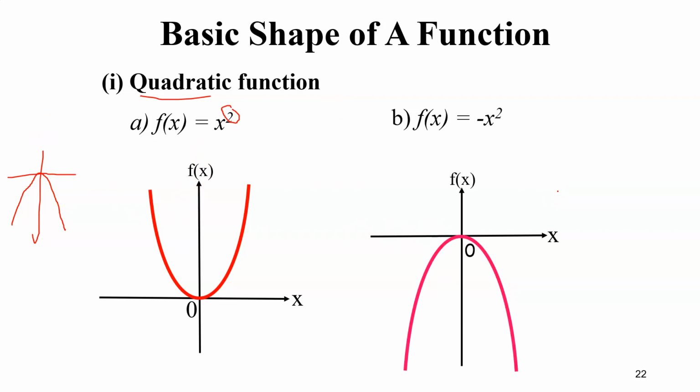And sorry, it is this one. This one is a function of negative x squared. You have negative, so the graph will be downwards because you have a negative value over there. So ni graf senyum, ni graf masam. That one is a quadratic function.